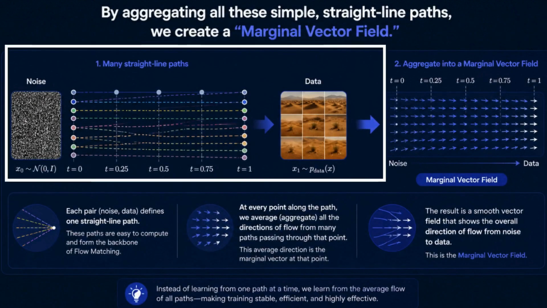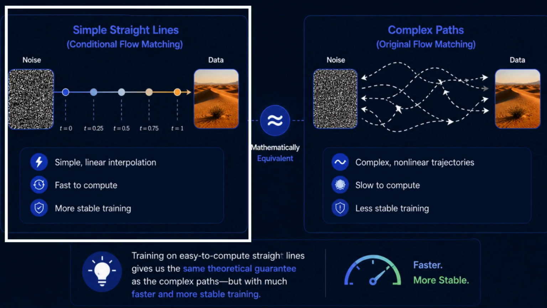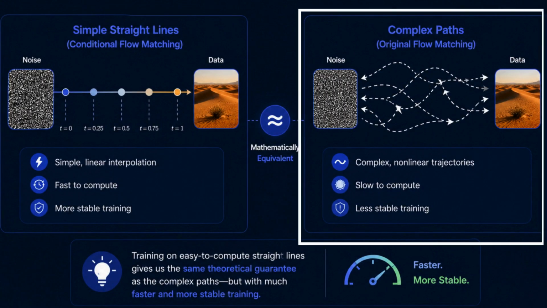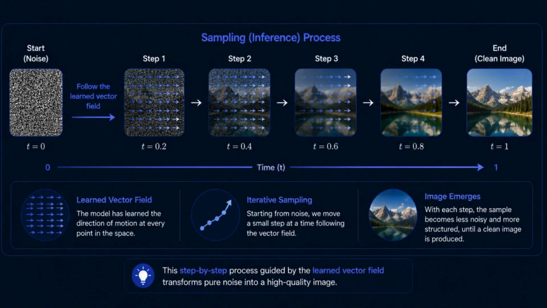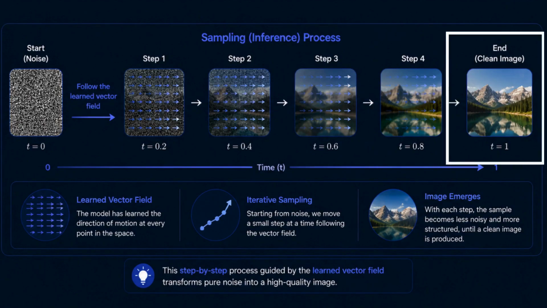By aggregating all these simple straight line paths, we create a marginal vector field. It turns out that training a model to match these simple straight lines is mathematically equivalent to the complex version, but it's much faster and more stable. At inference time, when the AI is actually creating an image, it starts with a sample of noise and follows this learned vector field step by step until a clean image emerges.